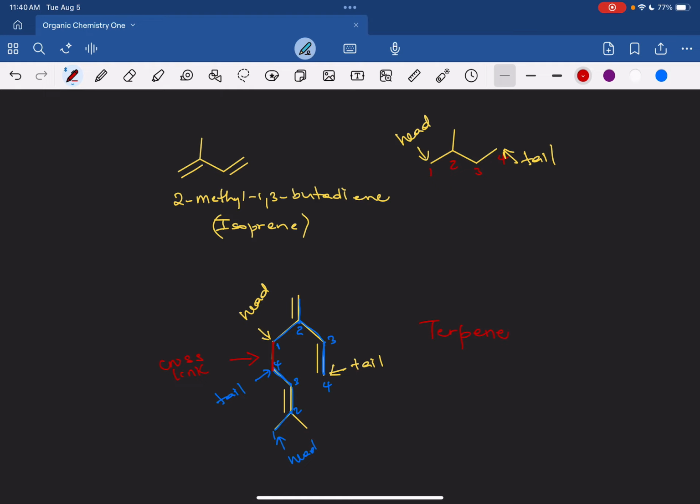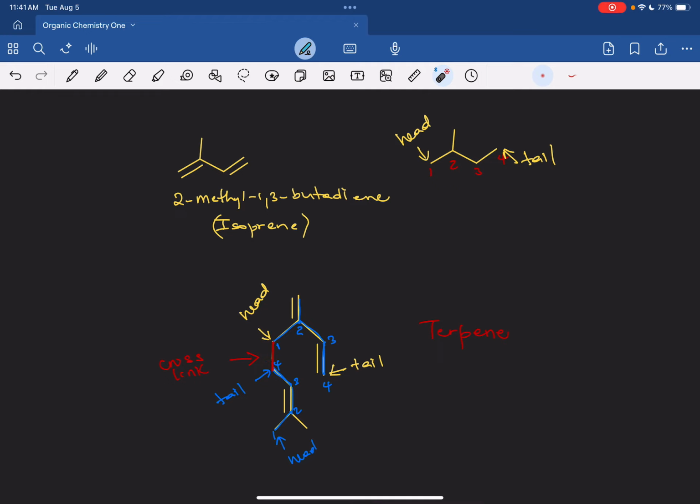Remember, a terpene, what's the definition? Two or more isoprene units, right? Bonded head to tail. And the bond in red is what links the head to the tail. Please be aware of this. Your isoprene unit's head and tail is generally connected by a bond. It's cross-linked, right? It's cross-linked.